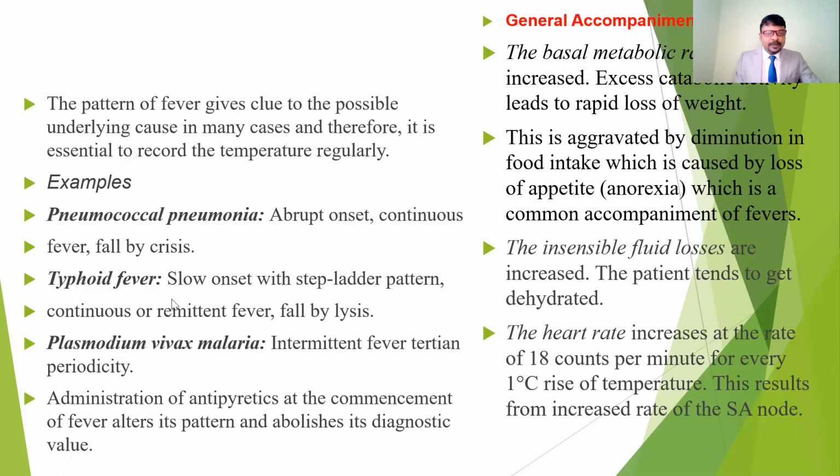In case of Plasmodium vivax malaria, the fever is an intermittent fever with tertian periodicity. That means maybe in the morning the temperature is low, but when it reaches the evening, the temperature will be high. Because the activity of the malaria plasmodium changes according to the time, the temperature is altered. So it is an intermittent fever. One time it is high, another time it is low.